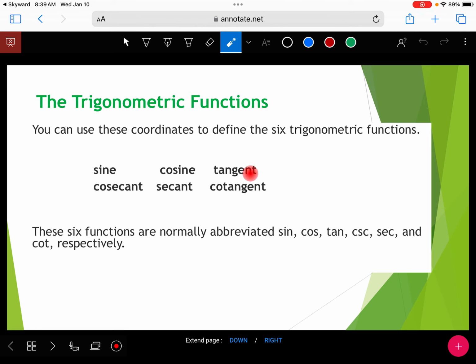Who remembers this? Oh, we've talked about this on the way in today. Sine, cosine, tangent. All right, there's actually 6. Now, in geometry, they only talk about these 3. But there's 3 more.